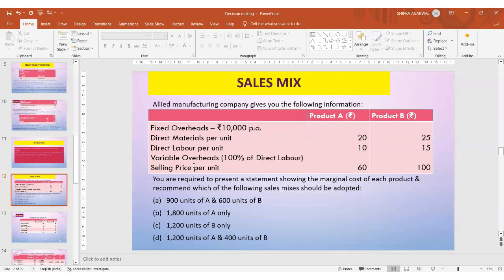Variable overheads, 100% of direct labor. Selling price per unit, 60 for A and 100 for B. You are required to present a statement showing the marginal cost of each product and recommend which of the following sales mixes should be adopted.